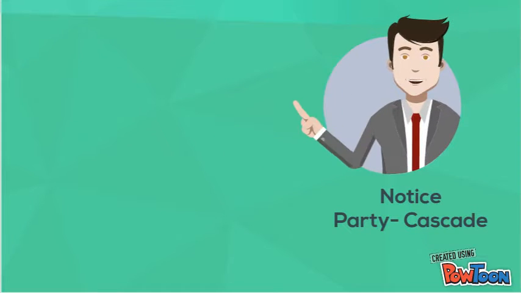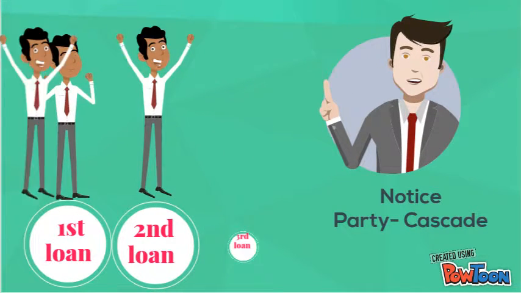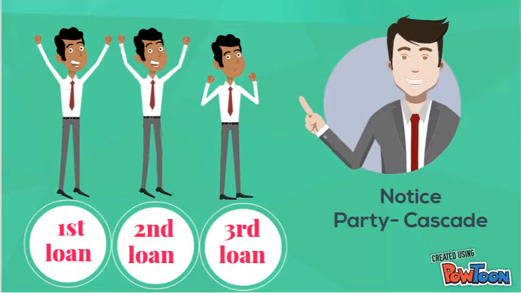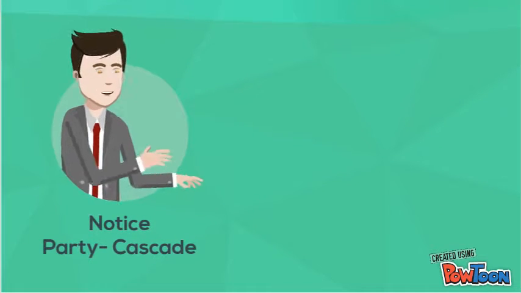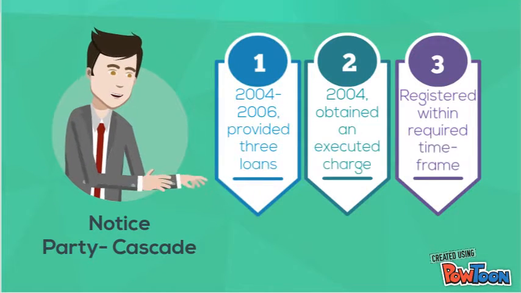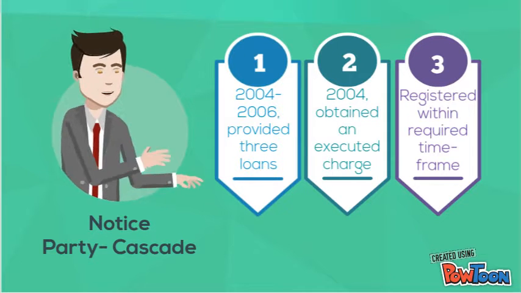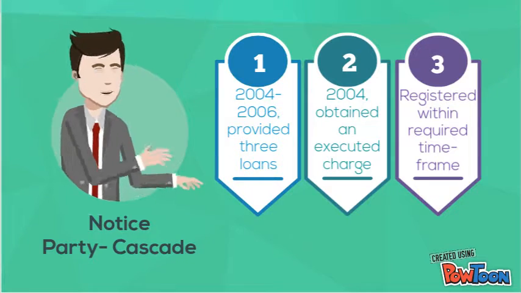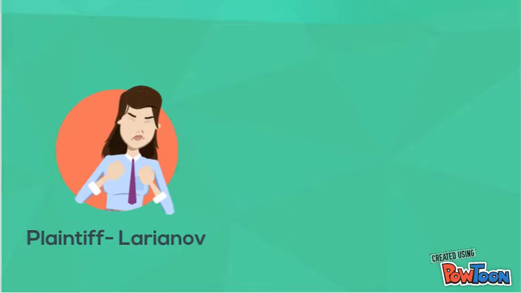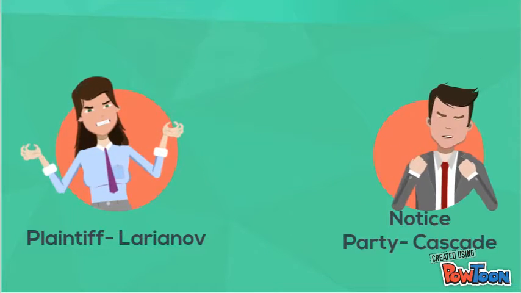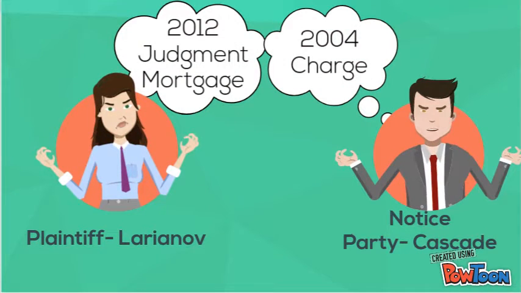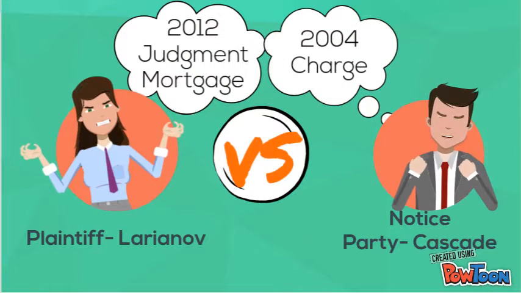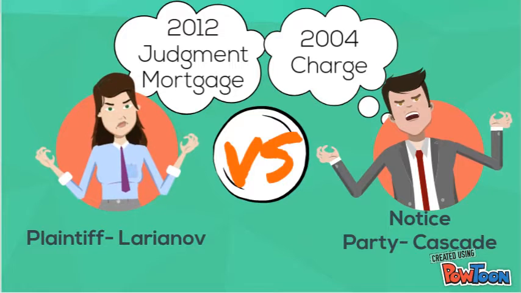Between 2004 and 2006, the notice party provided the defendant with 3 separate loans. Unlike the plaintiff, the notice party obtained an executed charge over the property and registered within the time frame. So, the key question was whether the plaintiff's 2012 judgment mortgage should take priority over the notice party's 2004 charge.